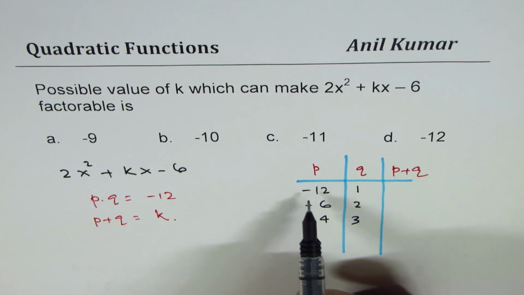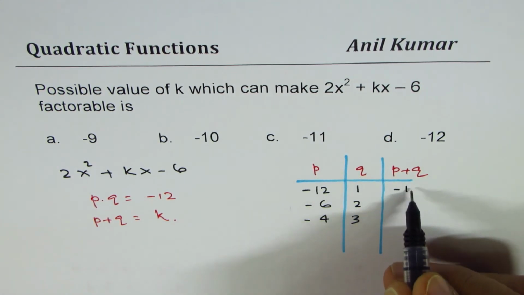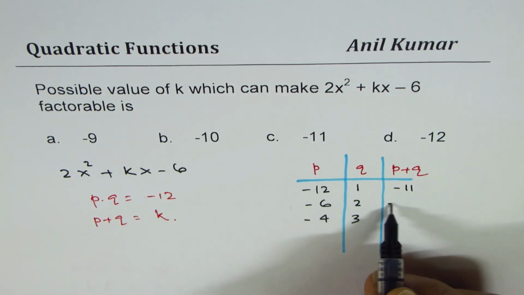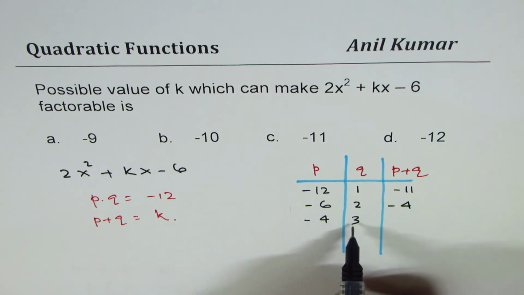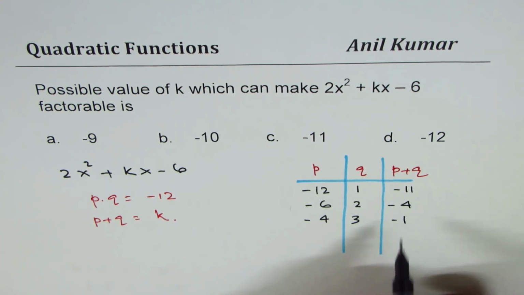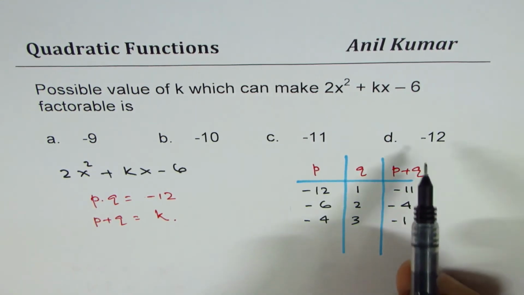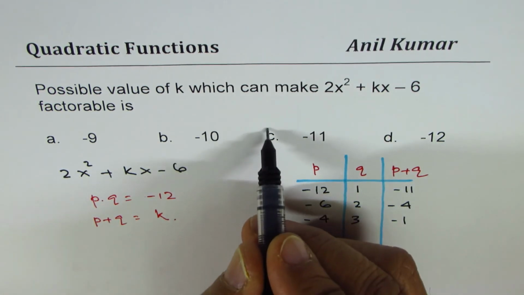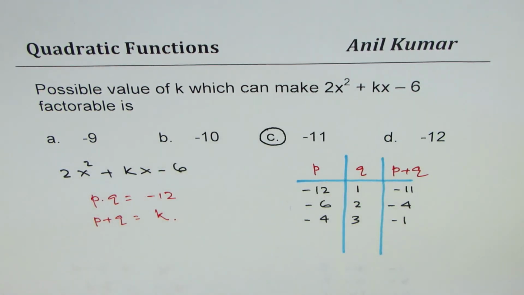Now if you add them up, minus 12 and 1 gives you minus 11, minus 6 and 2 gives you minus 4, minus 4 and 3 gives you minus 1, right? So out of these combinations, minus 11 is matching, so that is the answer, right? That is how you could find or match the value of k to make a quadratic function factorable. I hope that helps.